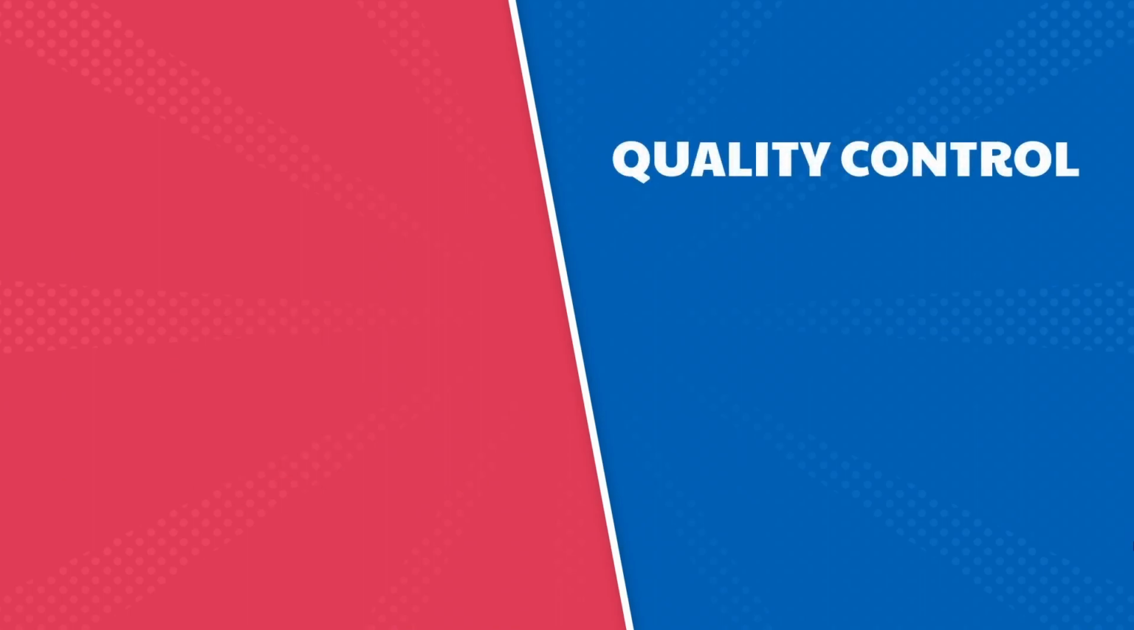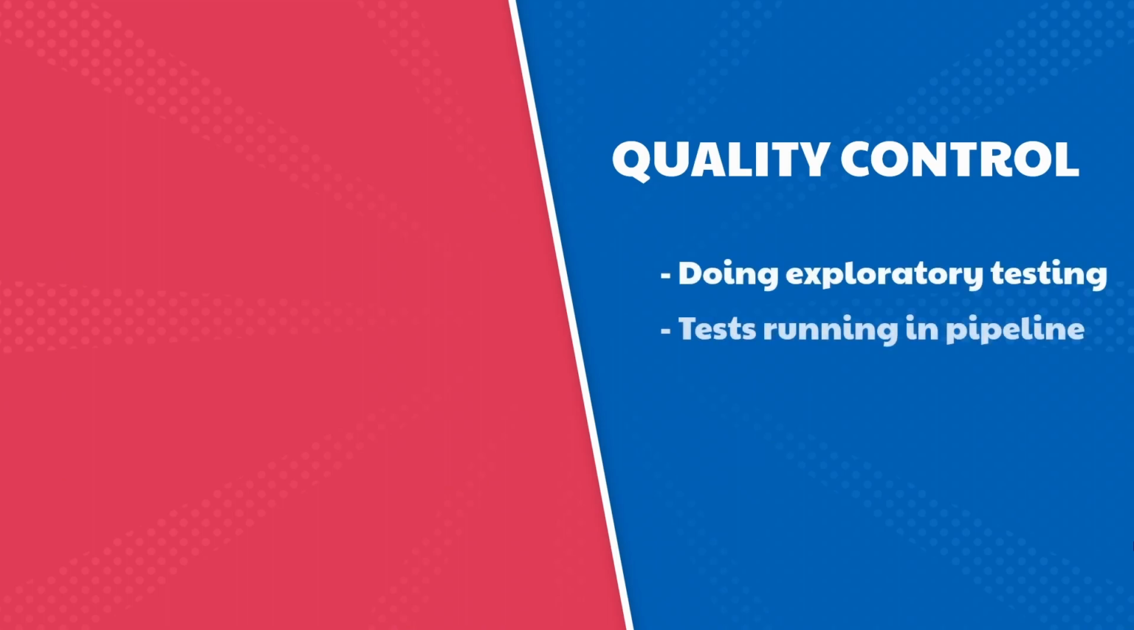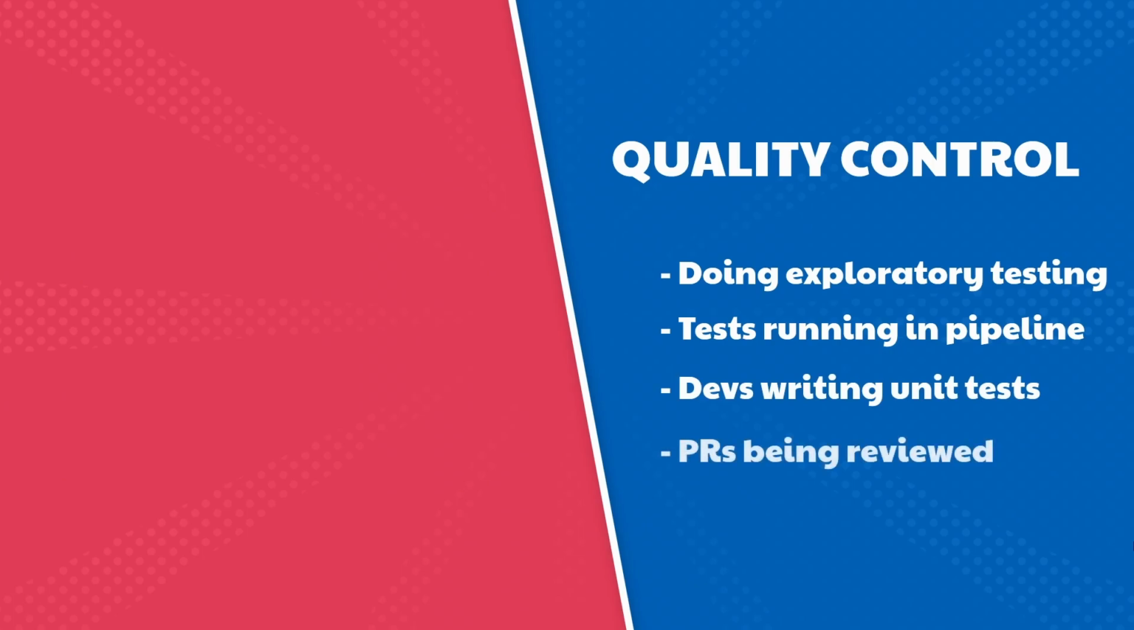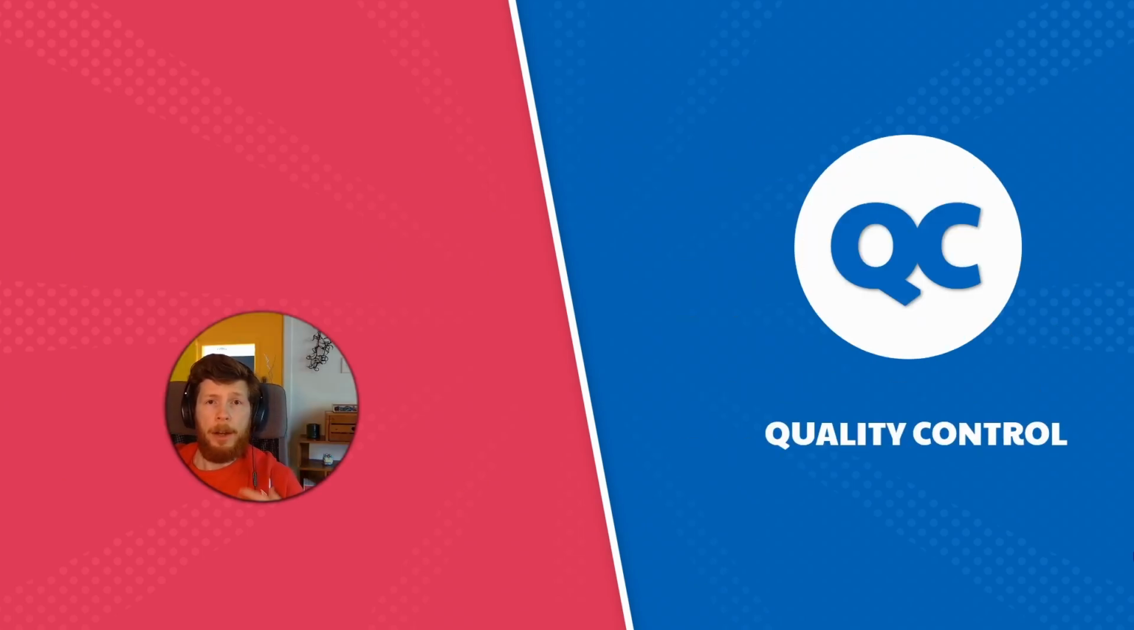assurance. Tester in a team doing the exploratory testing of a new feature, having a pipeline that runs test automation, developers writing automated tests, using pull requests requiring approvals. These are examples of quality control, the things we do that are required by team or organizational agreements.